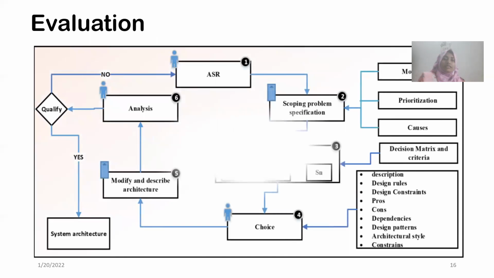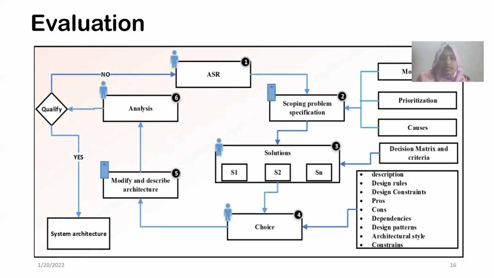Here is the evaluation picture. We see that in one step we find our ASR, the architectural significance requirement, and then we go to the scoping problem specification based on the prioritization causes, and we can find the solution. Here we see that there are multiple solutions for one problem: solution 1, solution 2, and solution n, which depend on the decision matrix and criteria.